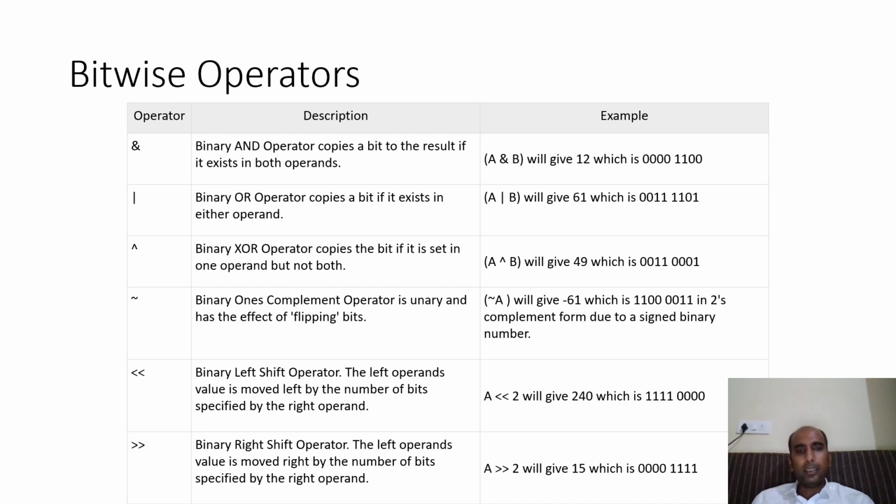And the same with the right shift. In the binary right shift operator, the left operand value is moved right. So here the left operand value will move right. In left shift it will move to the left, and in right shift it will move to the right, by the number of bits specified by the right operand.